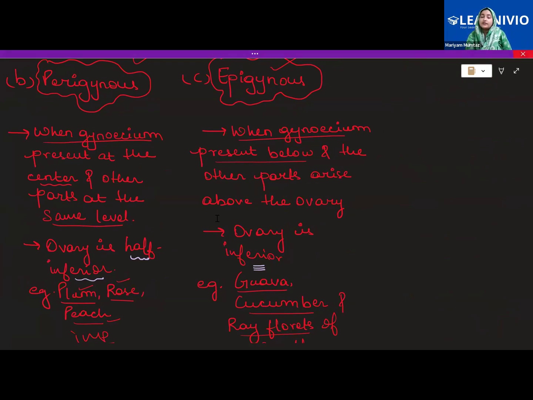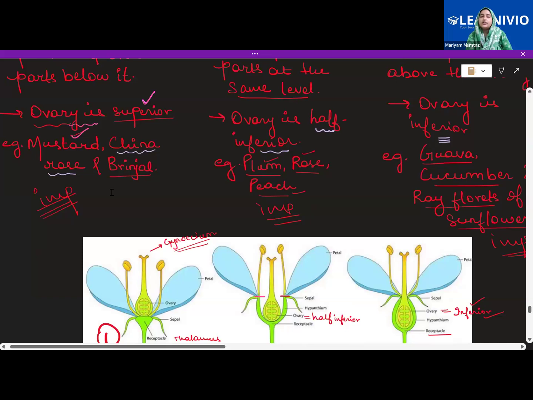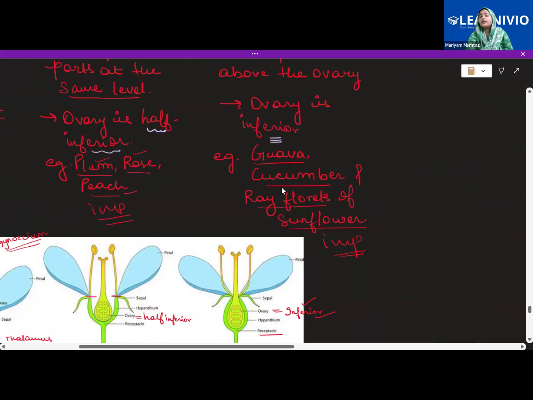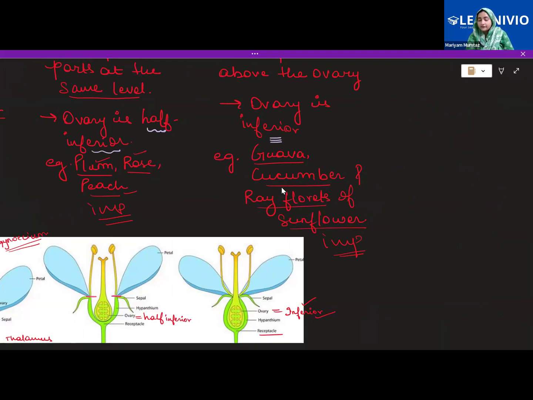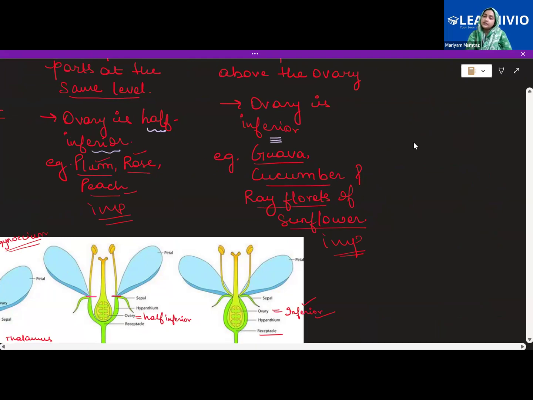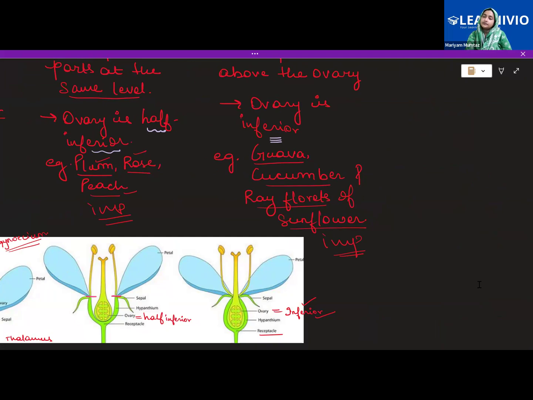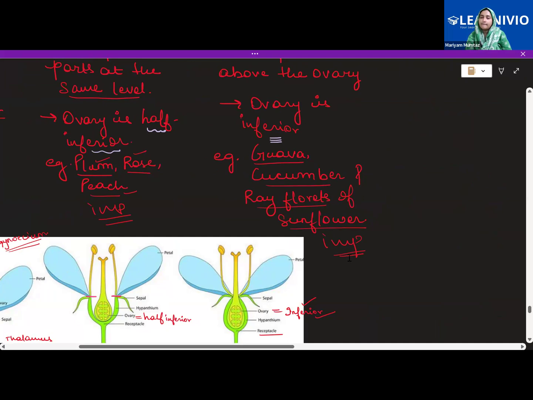Now in this case also the examples are extremely important. The hypogynous examples are mustard, China rose and brinjal. Then the perigynous examples are plum, rose, and peach. And lastly, guava, cucumber, and ray florets of sunflower are the examples of inferior ovary, meaning epigynous. Is it clear, students? Yeah, ma'am. Everyone got it? Yes, ma'am.